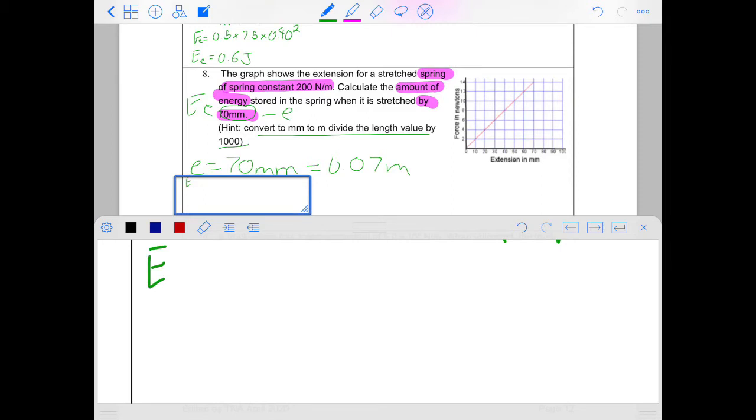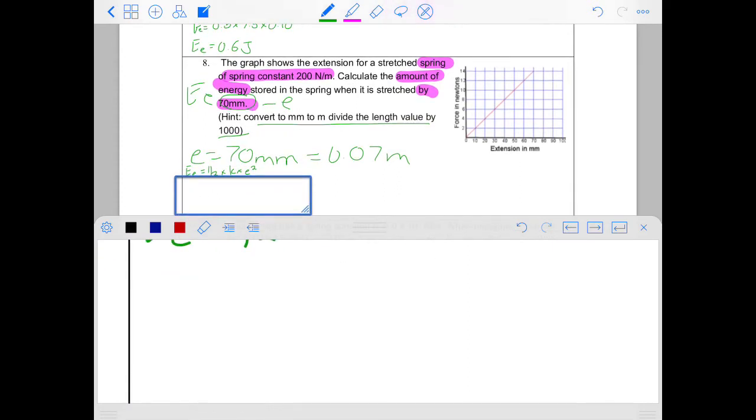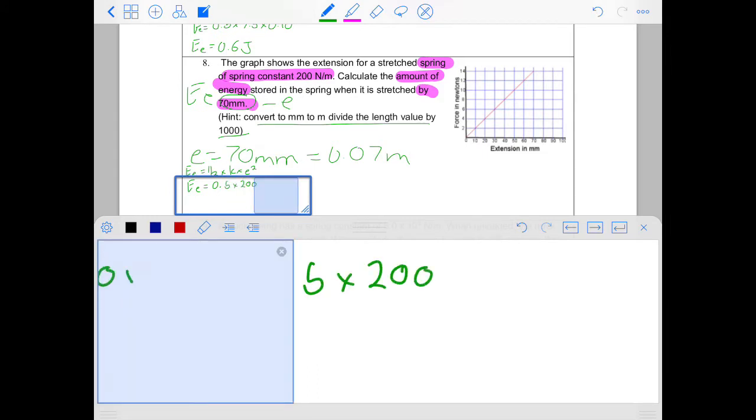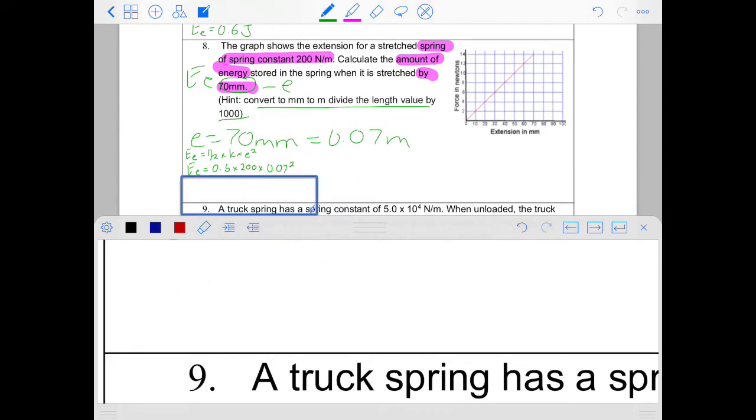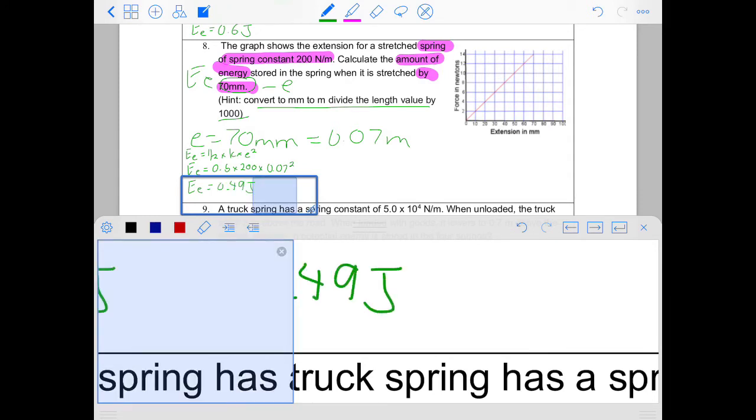We have elastic potential energy is 1/2 times our spring constant times our extension squared. So our elastic potential energy, we don't know that. 1/2 is the same as 0.5. We know our spring constant, 200 newtons per meter, times 0.07 squared. And again, now we're just going back to the same steps. Plug that into your calculator. Our elastic potential energy is equal to 0.49 joules.